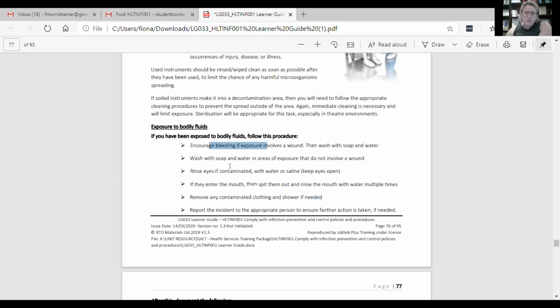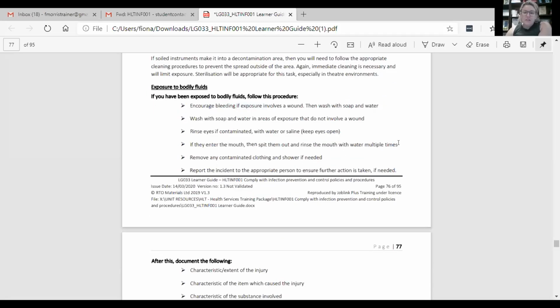Encourage bleeding, wash with soap, rinse if eyes, if they enter the mouth, spit them out, rinse with water multiple times. They've actually said that blood actually remains. So a contaminated piece of clothing with 2 drops of blood can be washed in a washing machine between 3 and 5 times, and the presence of blood will still be identified by a sniffer dog. So when you think, oh, I got blood on me, I'll just give it a quick rinse, multiple times.